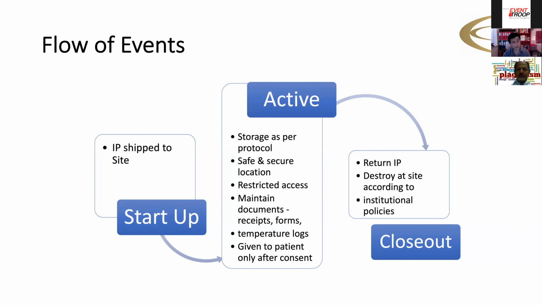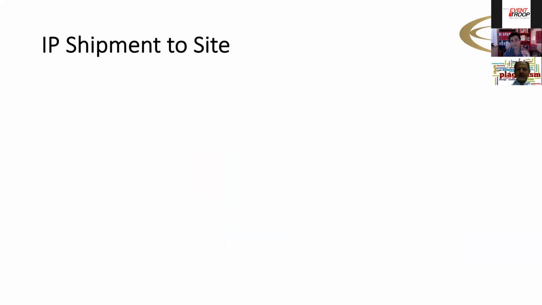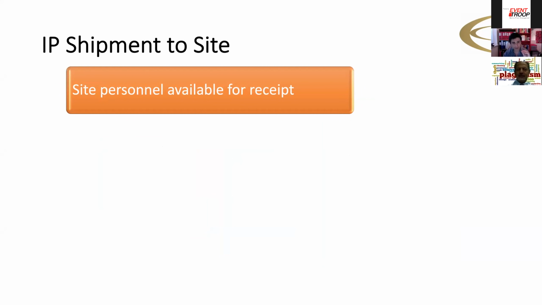And all through this flow of events, there's a documentation pathway, because this is going to be part of essential documents which we talked about yesterday. So what happens? Before the drug is shipped to the site, you get a call from the sponsor saying, we are going to ship drug to the site and it will come on this day and at this time, even if they're so precise. Okay?